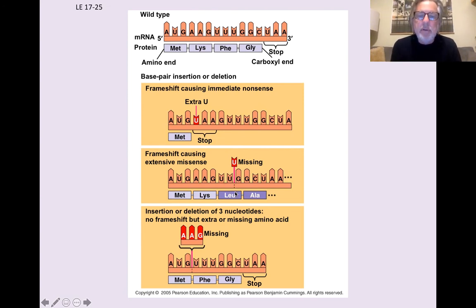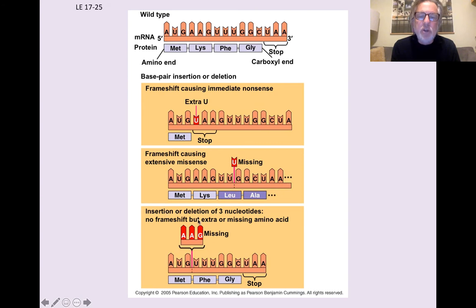In the second example, there is a deletion in the UUU codon, so that codon now becomes UUG. That changes the amino acid from phenylalanine to leucine. But now look what happens downstream. Instead of having the GGC codon for glycine, we get the GCU codon for alanine. So now this one is incorrect. And then there are going to be others incorrect. The stop that was supposed to be here is going to be missed, so on and so forth. And so you will have a bunch of amino acids that don't belong there. In this case, frame shift causes extensive missense.